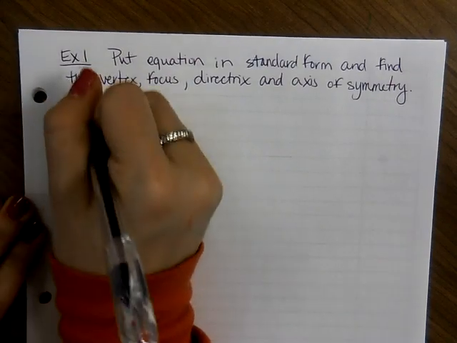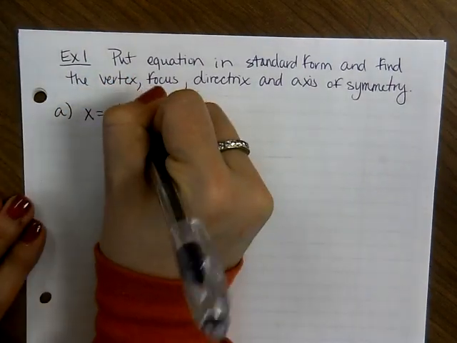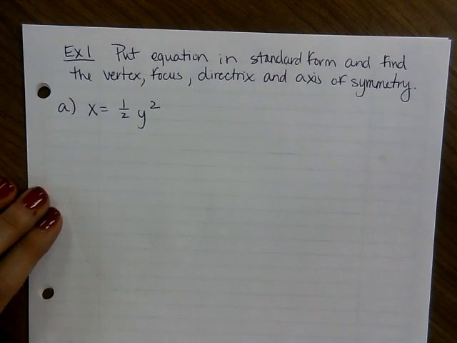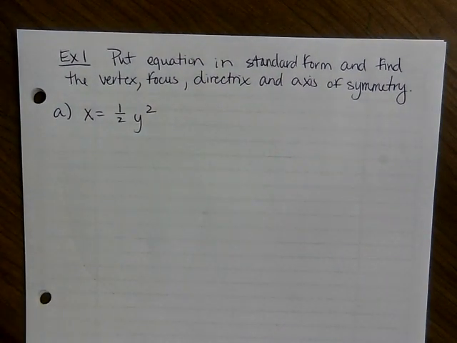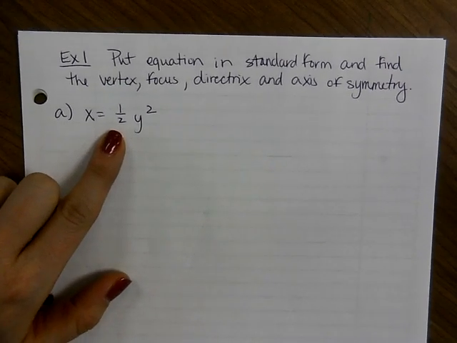Okay, let's start out with this one. x equals 1/2 y squared. Okay, so what do you notice? It's a y squared, so we know it's got to be horizontal, right? It's got to point either left or right. Which way does it point? Right, because you have a positive a. Now, is this in standard form right now?